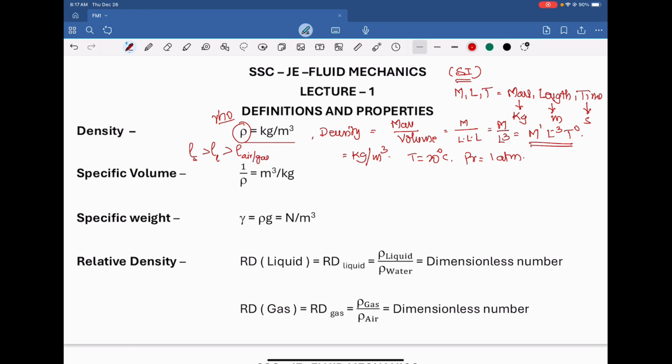Now, the standard value of rho of water is 1000 kg per cubic meter. It can also be written as rho of water. Some books may take it as 998 kg per cubic meter.